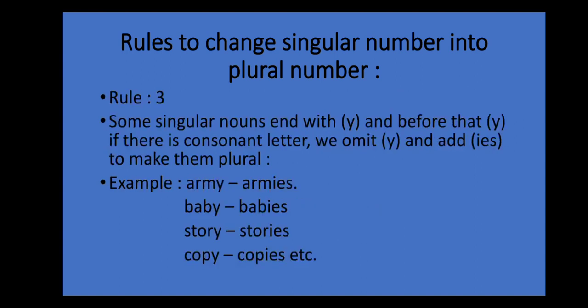Some singular nouns end with y, and before that y, if there is a consonant letter, we omit that y and add ies to make them plural. For example, army. Before the y, there is consonant m. So, to make it plural, we omit y and we add ies.